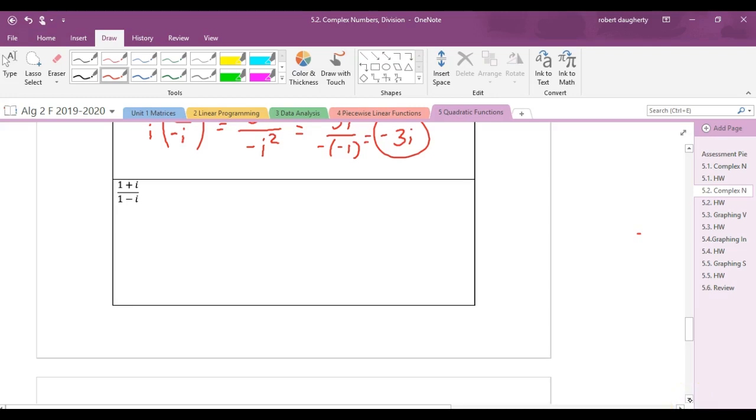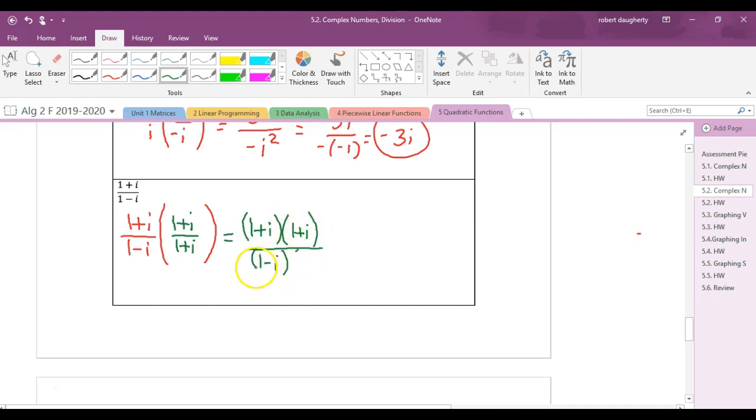1 plus i over 1 minus i. So 1 plus i over 1 minus i. I will multiply this by what? 1 plus i over 1 plus i. I have to multiply it by both the numerator and the denominator because I'm multiplying by the number 1. So this becomes 1 plus i times 1 plus i over 1 minus i times 1 plus i.